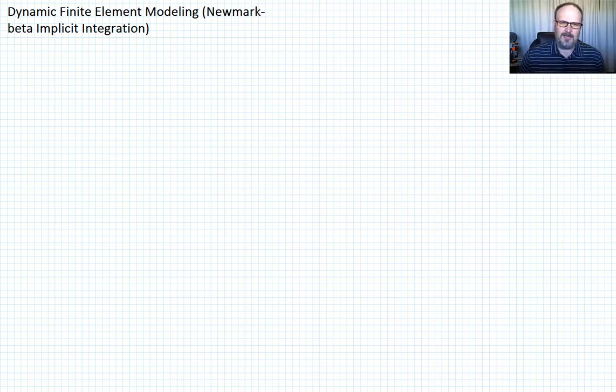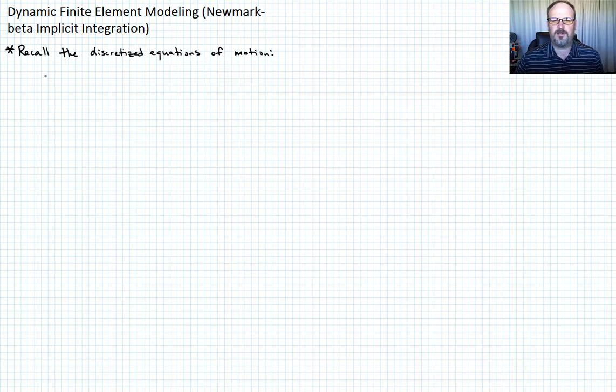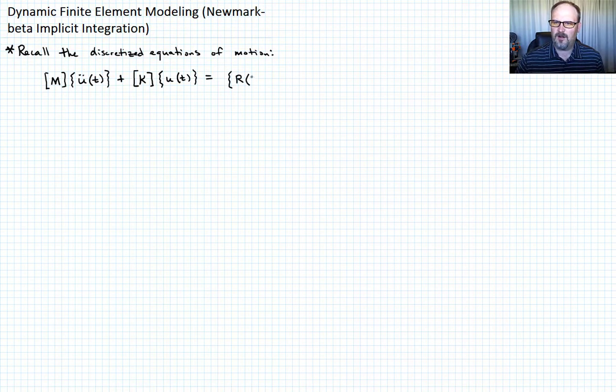Let me begin by recalling the discretized equations of motion, right? And remember, we're still in the linear elastic case. So it's M times u double dot, the nodal acceleration vector, which can be a function of time, plus K, the stiffness matrix, times u, which also could be a function of t, equal to some reaction vector R, function of t. Let's call that equation 1.